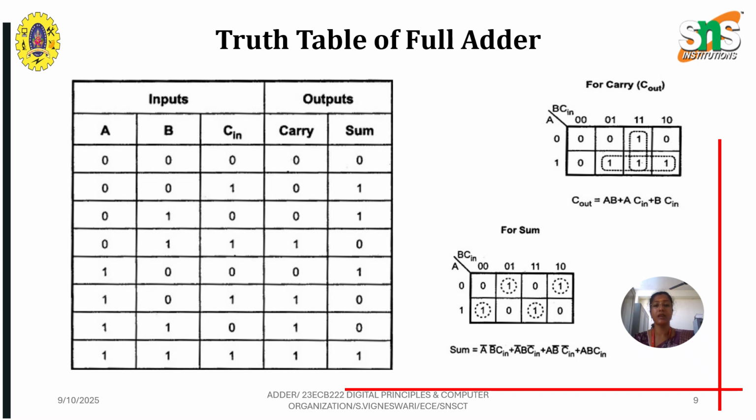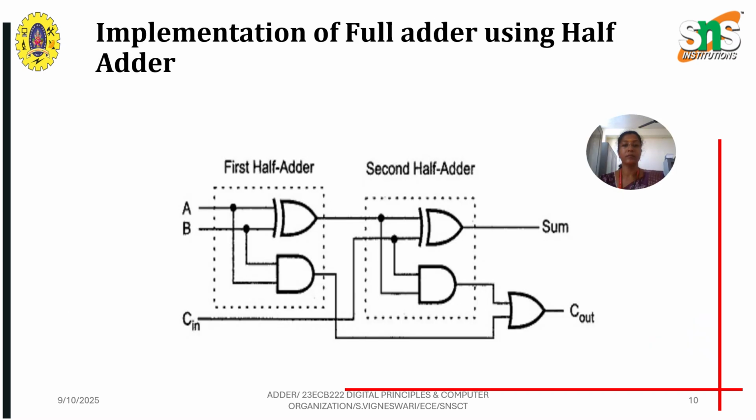So we can see the K-map for carry and sum. The sum produces output 1 for A bar B bar Cin, A bar B Cin bar, A B bar Cin bar, and A B Cin. And similarly, the carry produces a result 1 when the data is AB plus A Cin plus B Cin. So this is how we obtain the result from the K-map and using the truth table, right?